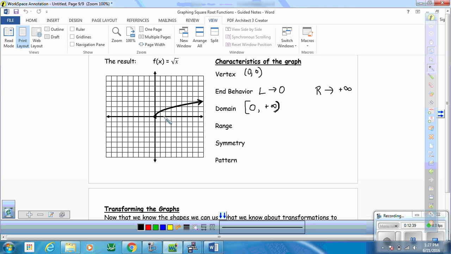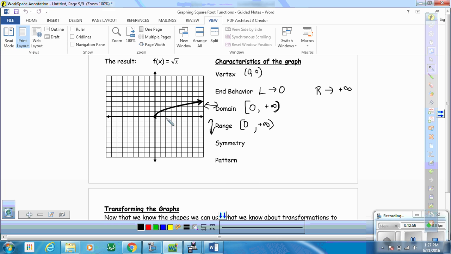Now range is up and down. So domain is left to right, range is up and down. So range is also starting at 0 and is equal to 0. And then it is going up, up, up, ever more. And so that would be positive infinity as well.